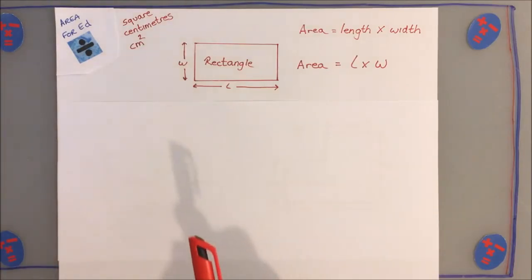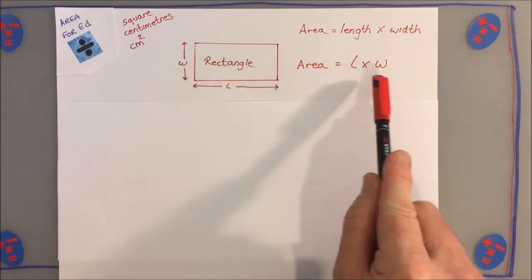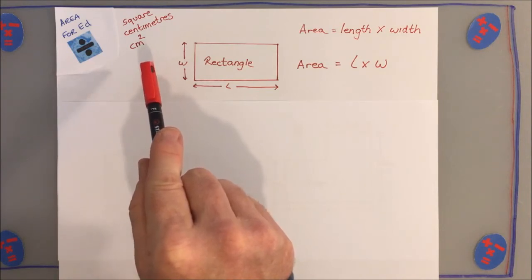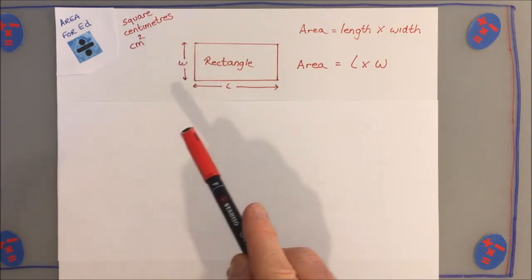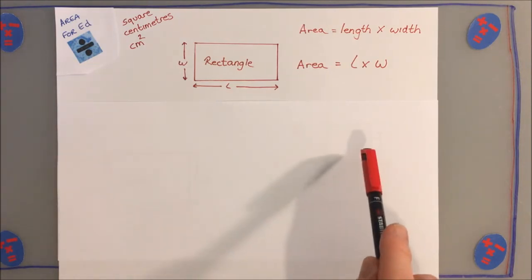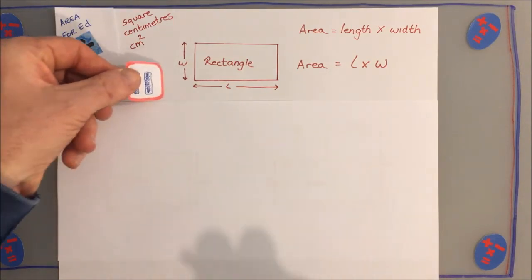Okay, so what I want you to do is remember that the area of a rectangle is the length times the width, and I want you to remember that we measure area in square centimetres. I want you to pause the video and have a go at 2 examples. One will appear here, a nice easy one, and then a tricky one will appear here, and I want you to have a go at that one. So go ahead and pause the video now.